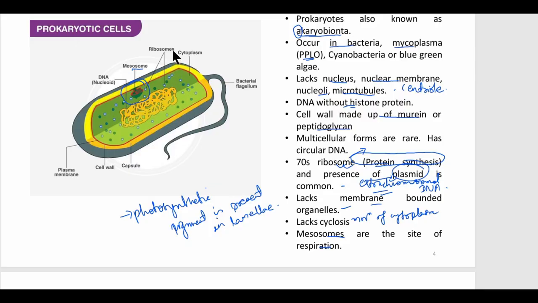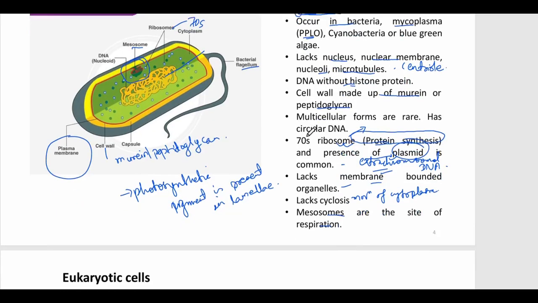In case of prokaryotic cells, it has 70S type of ribosome. DNA is present inside the cytoplasm, freely lying without the histone protein. It consists of the cell wall made up of murein, which is also known as the peptidoglycan. And it has flagellum and plasma membrane. With these points, let me tell you about the eukaryotic cells, which you can learn on your own, in terms of differences from the prokaryotic cells.